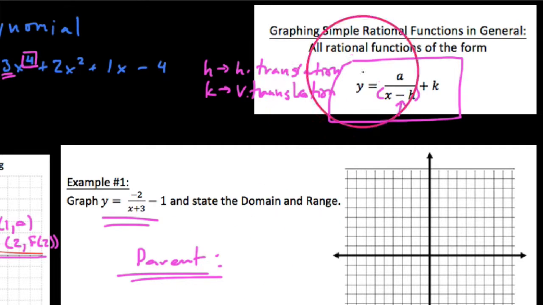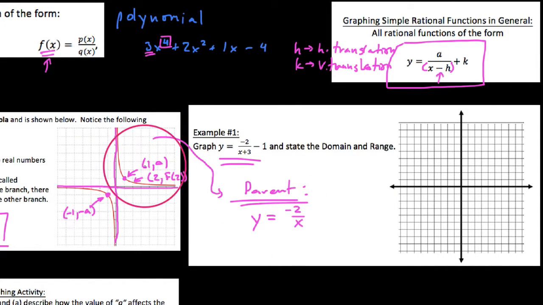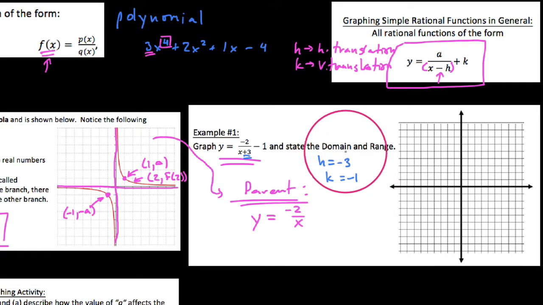When we refer to its parent function, we're talking about a function that exists with no h and k. If I were to just cut h and k out of this 3 and this 1 here, I would get -2 over x. So we're going to use all the basic characteristics of this graph that we're observing to draw this parent function, and then we're going to shift everything. 3 to the left, it looks like our h value is -3 and our k value is -1, and down 1.